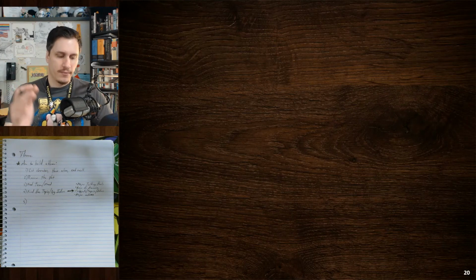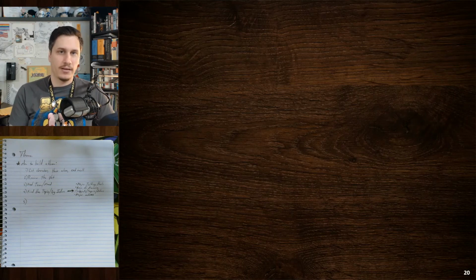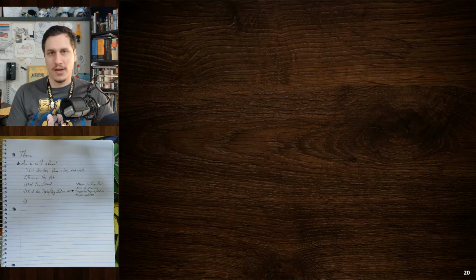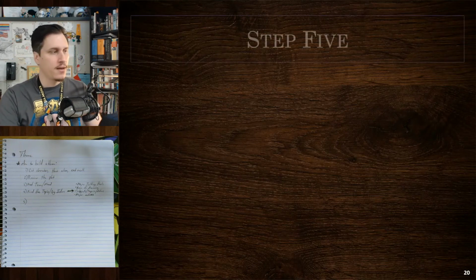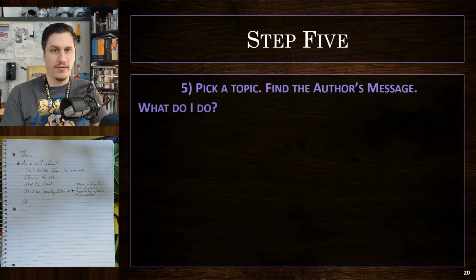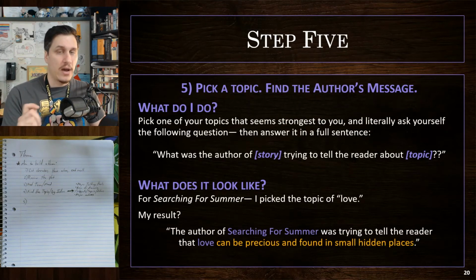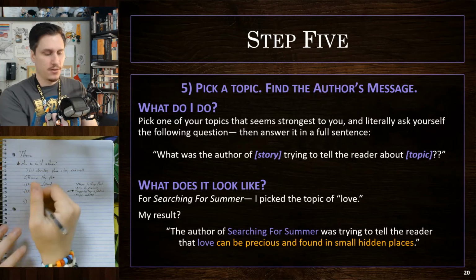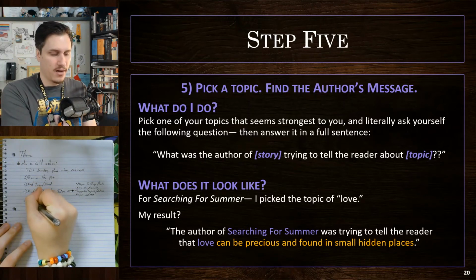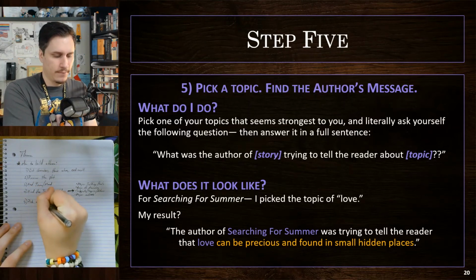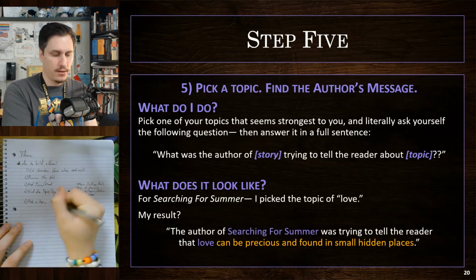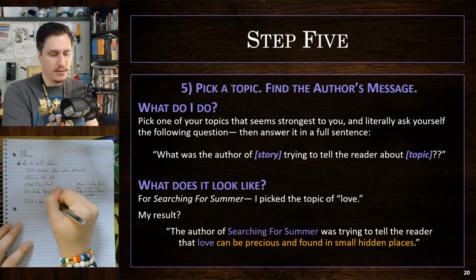Now, let's say hypothetically, for the purposes of these notes, that we have a list of 30 to 50 topics out of a movie or something. This is what you do for step 5. You take one of those topics and you ask yourself a question. So what I'm going to say here is pick a topic. You pick one, and then you find the author's message.